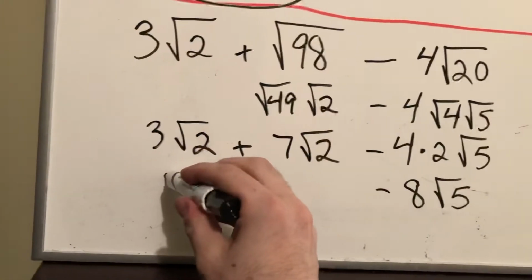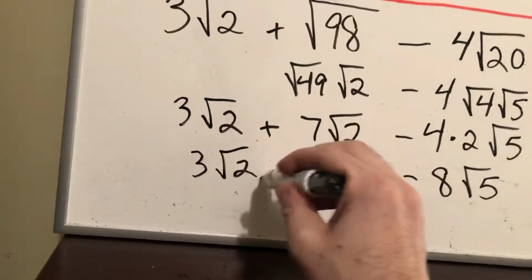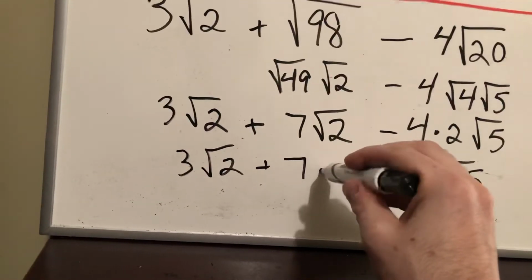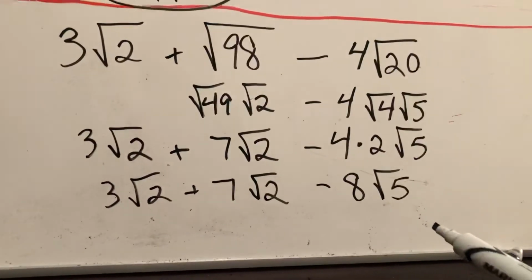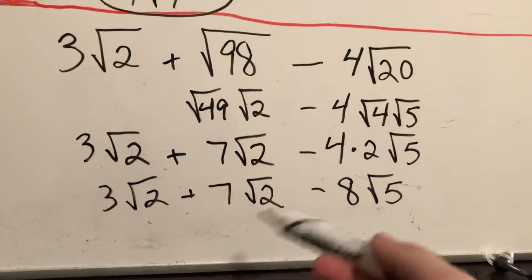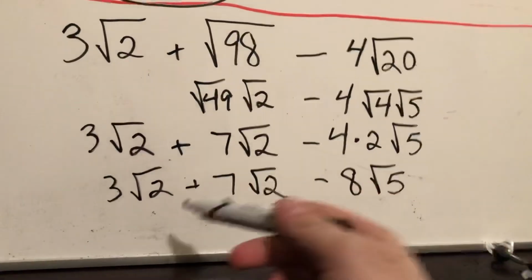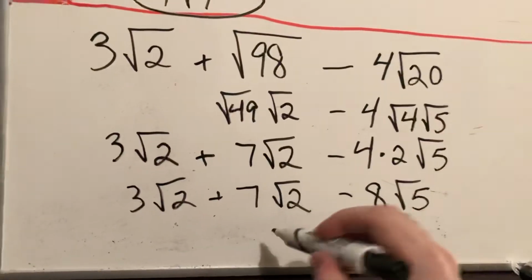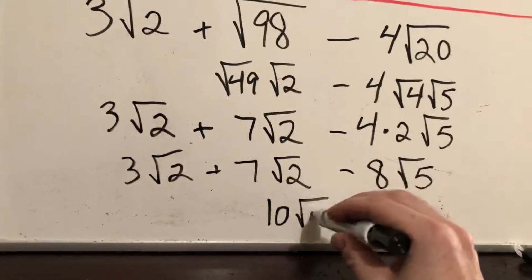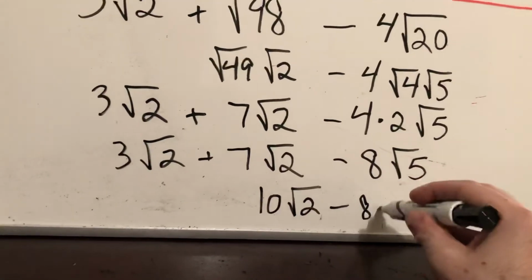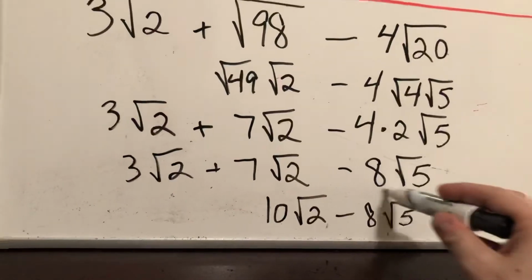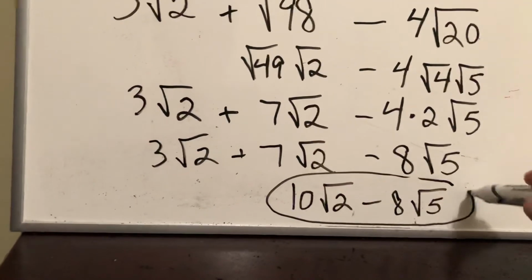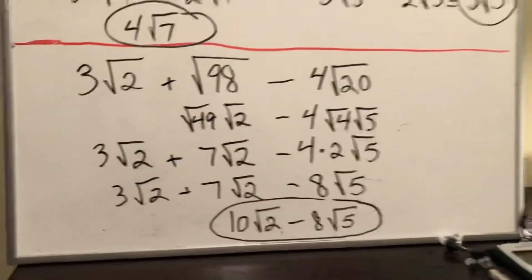So I'm going to write these terms one more time so they're all on the same level with each other. You probably noticed that that third term does not have a radical in common with the first two terms. That's okay. We can combine these two. 3 and 7 positive gives me 10 root 2 minus 8 root 5. And that expression's simplified. That's all I can do with this one. So it's perfectly fine to leave your answer just like this.